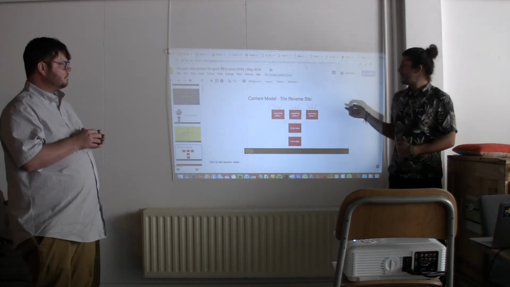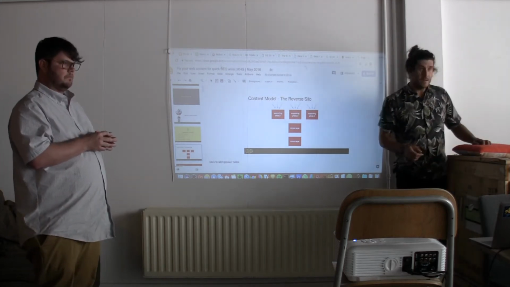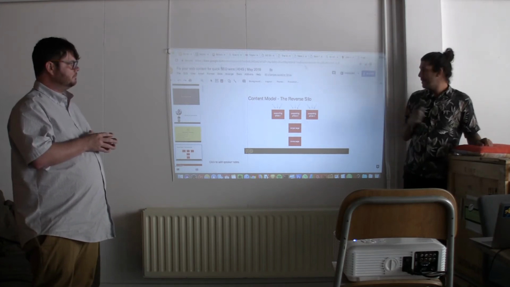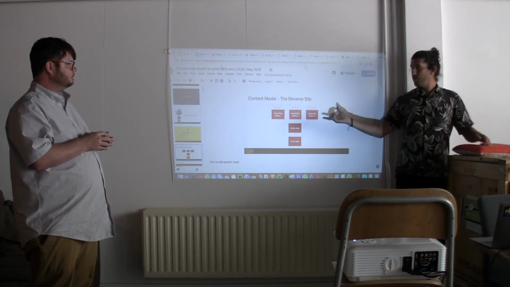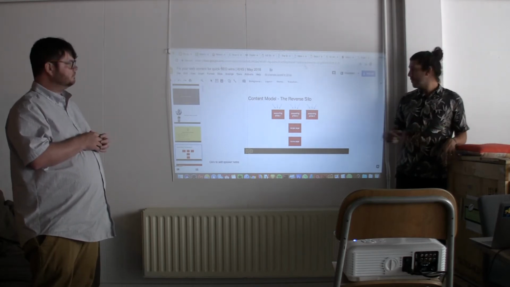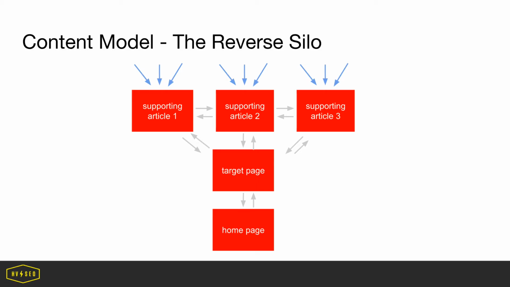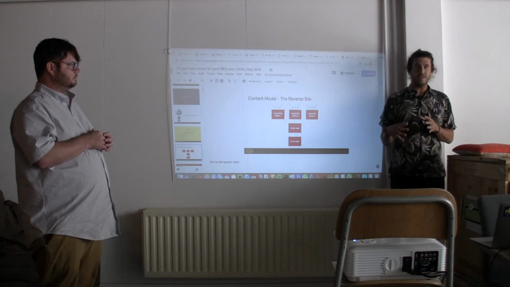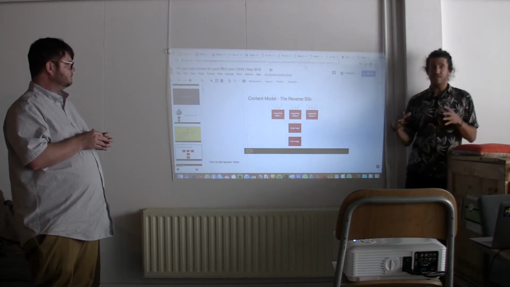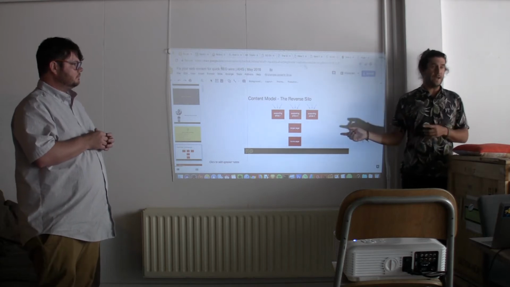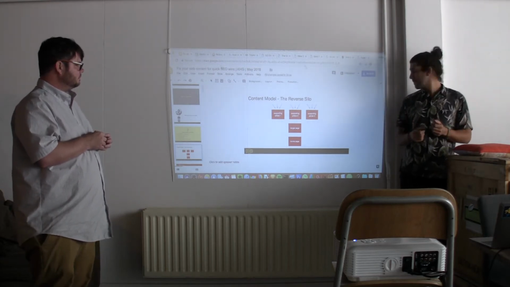So, firstly, can everyone see that? This is what we call the reverse silo, and it's a small part of a site architecture. What we have up the top here are the supporting pages to our target page. I'll explain that in a second. In the middle is the target page. That's the page that we're trying to rank in the search engine, and that's usually where we have our product or our service or our offering. That's where we're trying to get customers through.